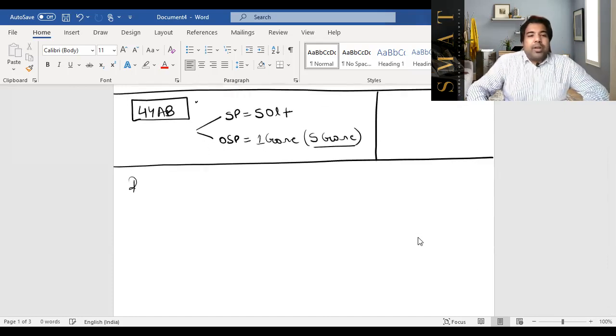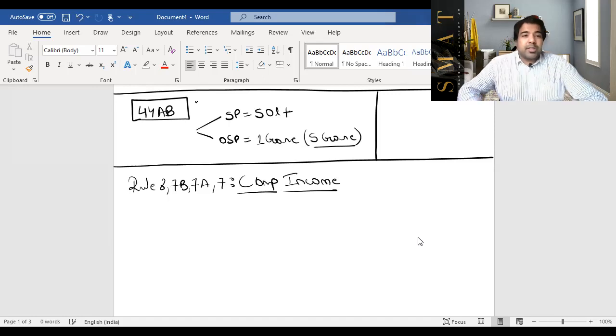But before that, guys, Rule 8, 7B, 7A, and 7, that is composite incomes. We've also done this in a chapter called agriculture income, but I'm just revising it. Guys, in certain businesses, there is a composition of both business income as well as agriculture income. Example, tea, coffee, rubber, and any other business which has a mix of both.